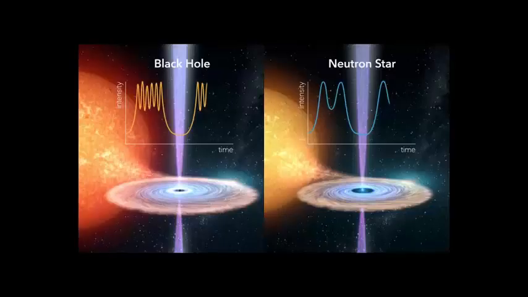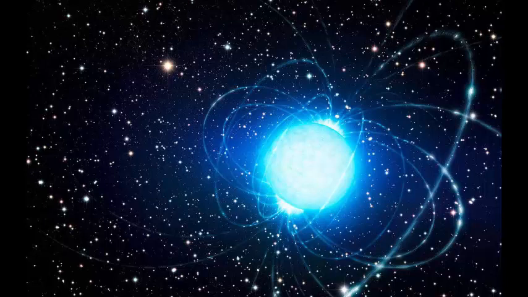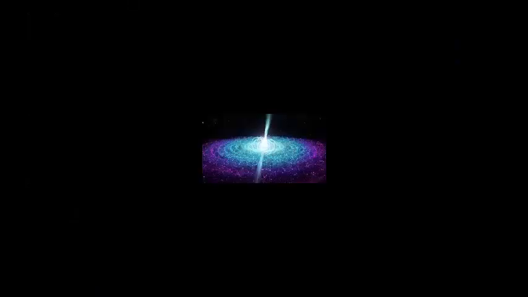Astronomers use radio telescopes to observe the periodic signals, or pulses, emitted by pulsars. By analyzing the timing and characteristics of these pulses, scientists can identify the presence of a neutron star.